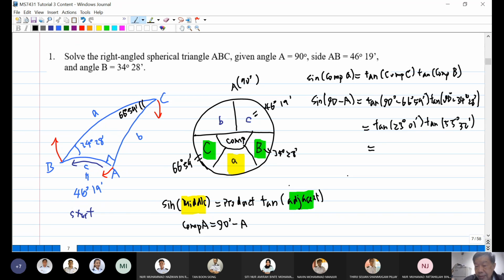So multiply them together. Times tangent 23 degree 1 minute here. 0.6188 here.